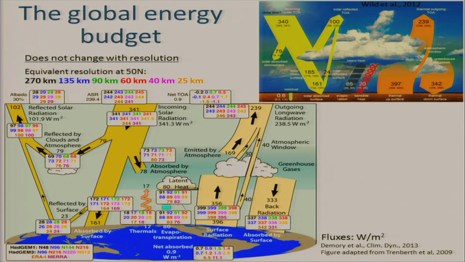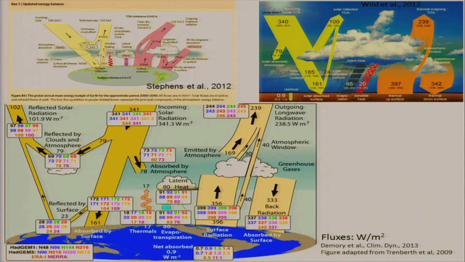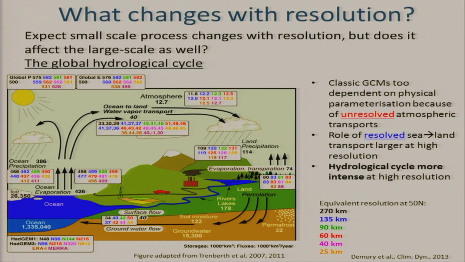But on the whole, the model does a good job. And on the whole, the radiative fluxes don't change very much with resolution. So there's small changes to perhaps the TOA and other things, but in general, they stay much the same, as I say, with our clean hierarchy, so not changing the parameters very much with resolution. And they're pretty consistent with the Wild et al. and the Stevens et al. schematics.